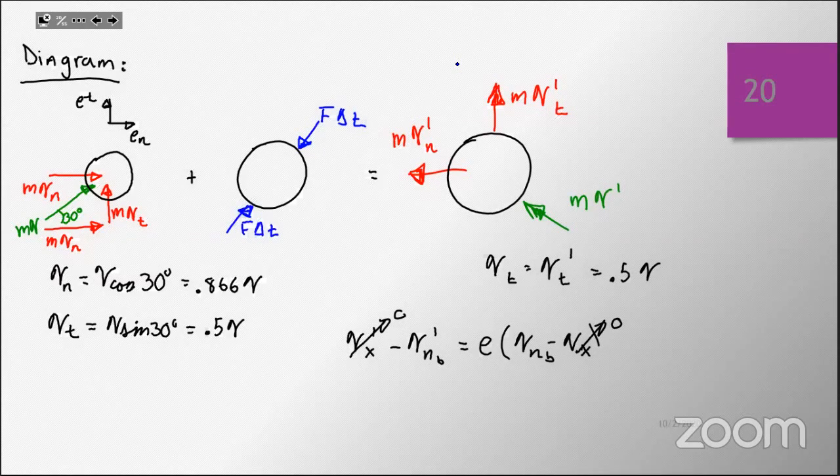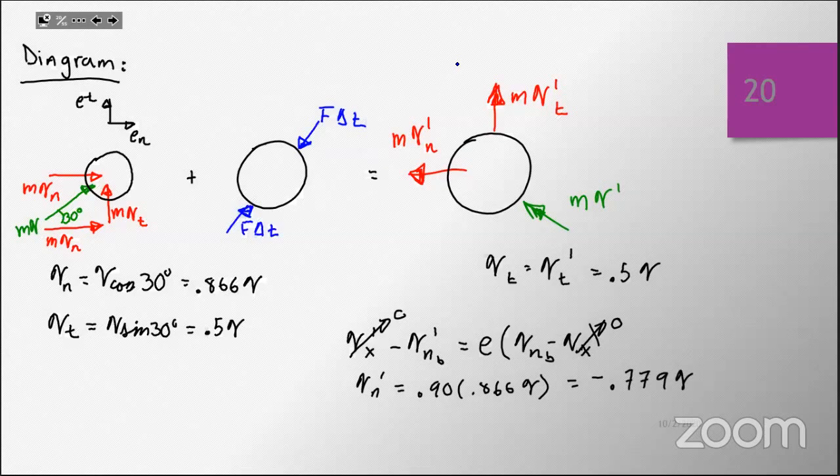So we can use this equation with our coefficient of restitution, and we can figure out that the normal velocity of the ball is just 0.9 times 0.866 times the velocity of the ball, which gives us negative 0.779 times the velocity.